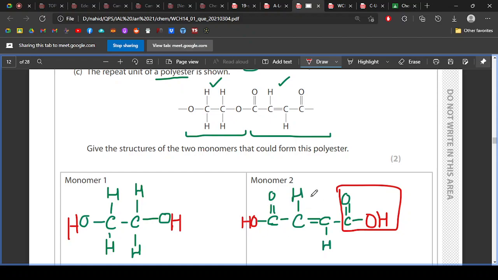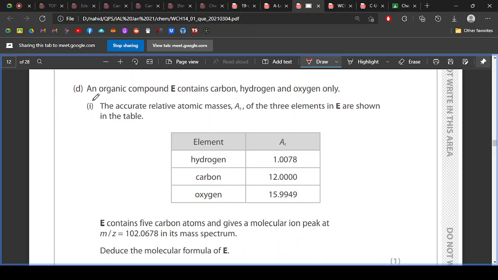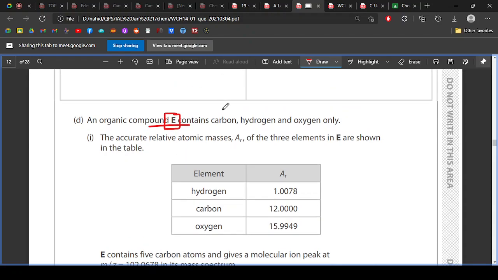All right. Are we clear about this? Okay. So these are your two monomers. And for part D, they said an organic compound E contains carbon, hydrogen, and oxygen. So we don't know what compound E is. This is unknown to us as of yet, but they did tell us that it has carbon, hydrogen, and oxygen.